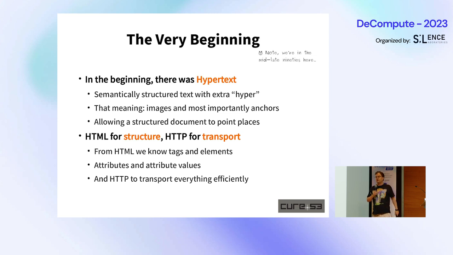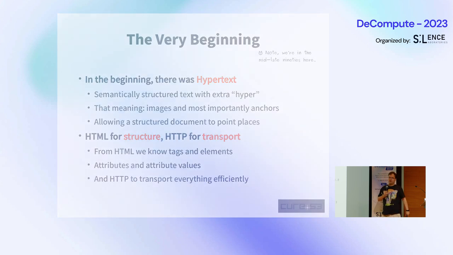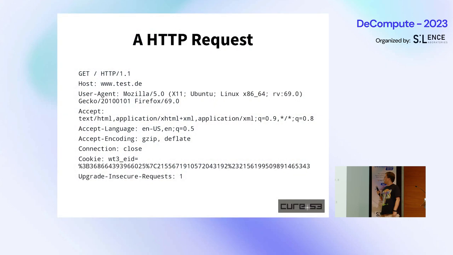And HTML and HTTP are relatively simple. I mean, they were built in the 90s, and we're going to have a look at a couple of examples very, very soon. Here we have an HTTP request. That is something that is often still happening today. Here we're working with HTTP 1.1. Now we use HTTP 2.0, which is not that different structurally. It's just transferred differently.